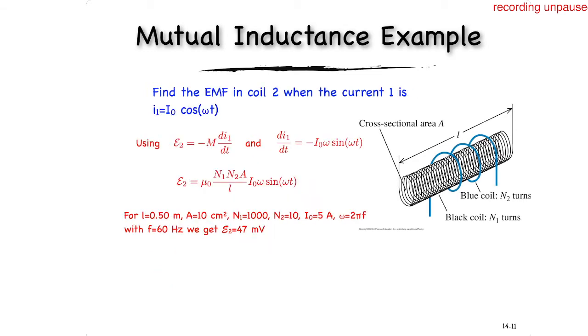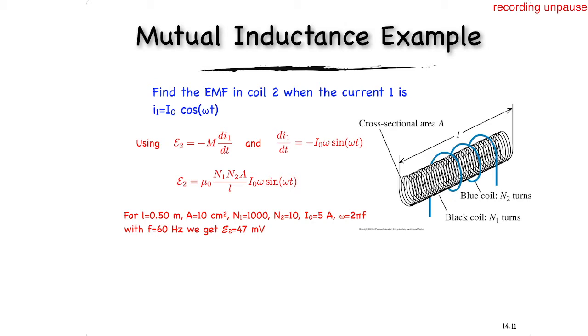Okay, so we can use this, for example, to find the EMF in the blue coil when we put a current through the black coil. And so if the current through the black coil is sinusoidal, like this, I naught cosine omega t, that might be something like you'd have coming out of a wall outlet, right, where the frequency is 60 hertz, and so the current is oscillating. We can say the EMF is minus M dI/dt. That's our definition for the induced EMF due to mutual induction.